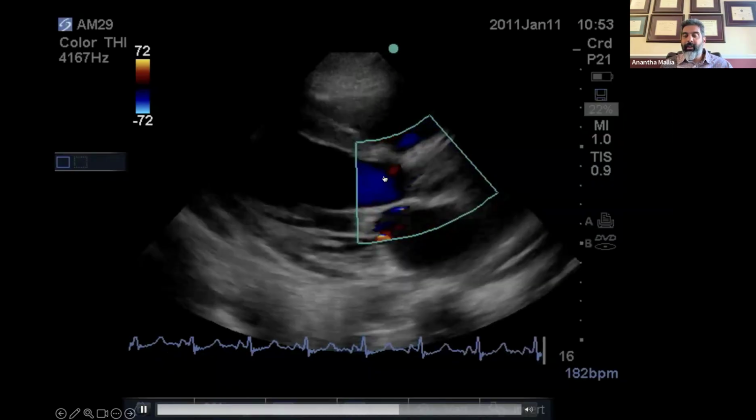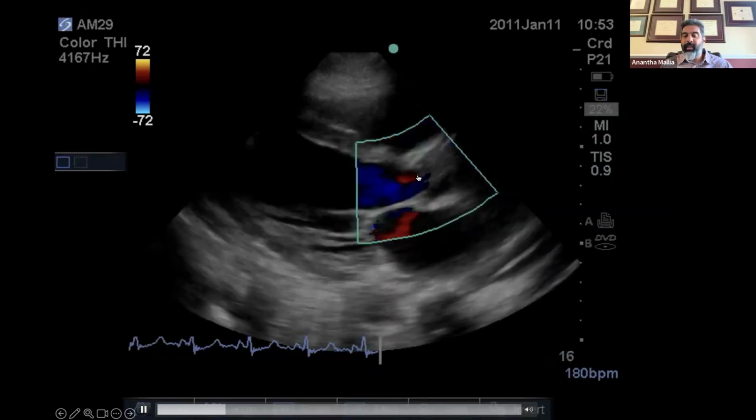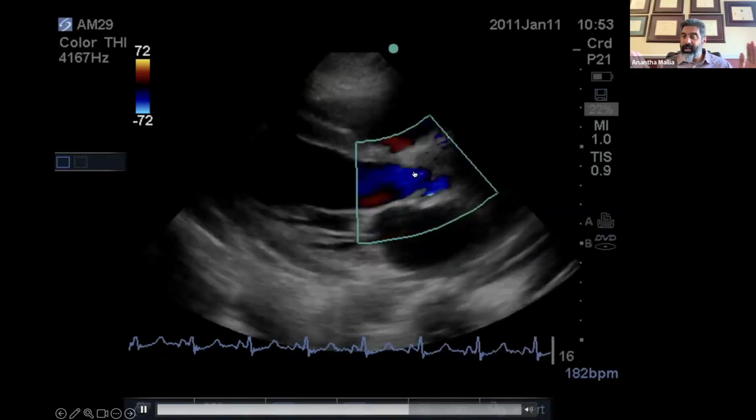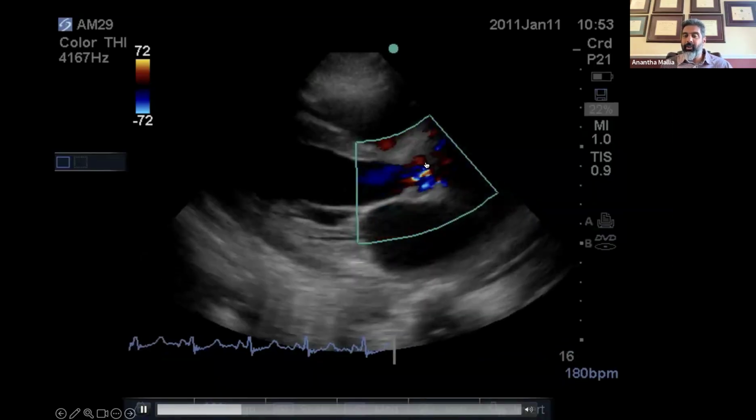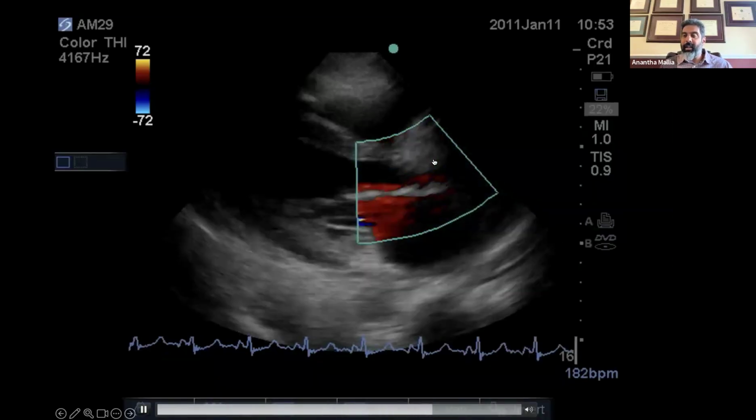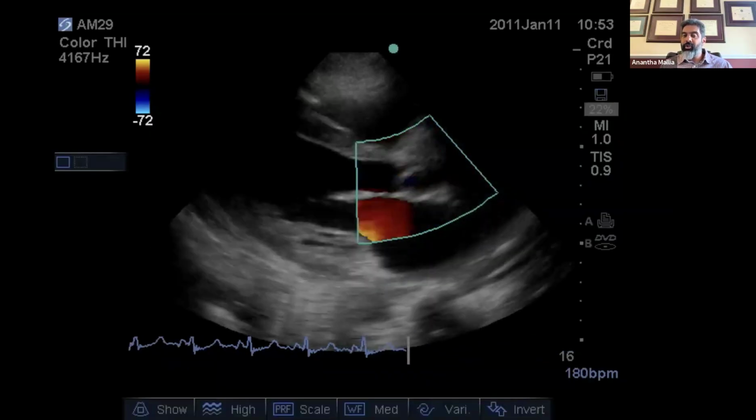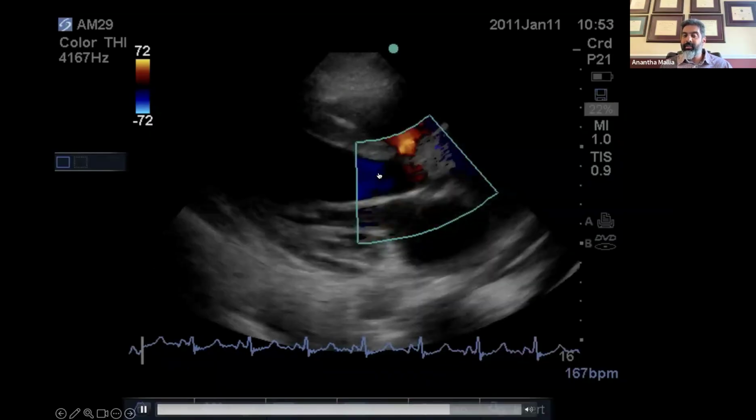And it's all laminar until it hits the aortic valve. And then when it hits the aortic valve, which is an area of abrupt narrowing, you get turbulence downstream of the aortic valve. That's normal. You should not see turbulence here.